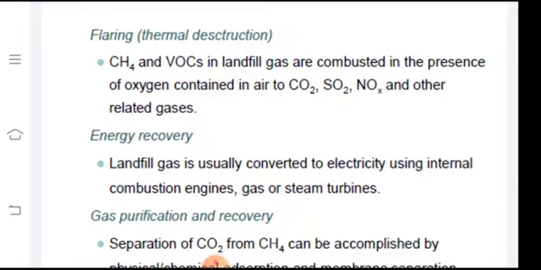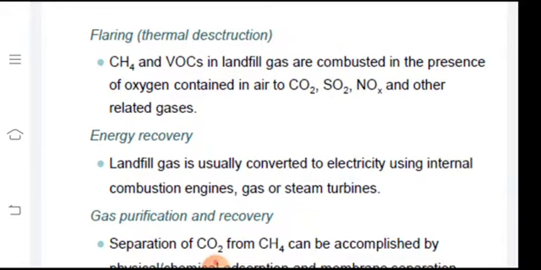These kinds of emissions are normally burned in the presence of oxygen, which results in the production of CO2 gas, and sulfur oxides, nitrogen oxides, and other related gases will be produced as a result of this flaring process. So this is a very important and very commonly used process.